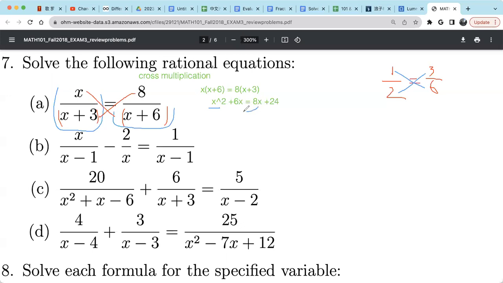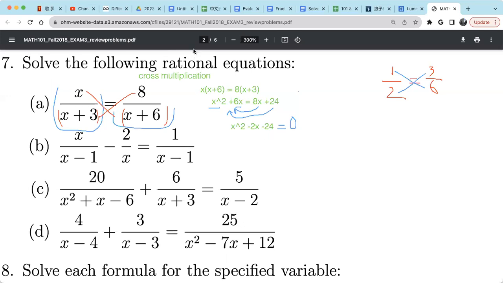For a quadratic equation, we want to move everything to the left-hand side, and leave the right-hand side to be 0. Right? We want to make one side 0. Because it doesn't matter, you can leave 0 on the left or leave 0 on the right. Okay. Then what do we have? We have x squared plus 6x, now minus 8x, that's minus 2x. Then minus 24 equals 0. Right.